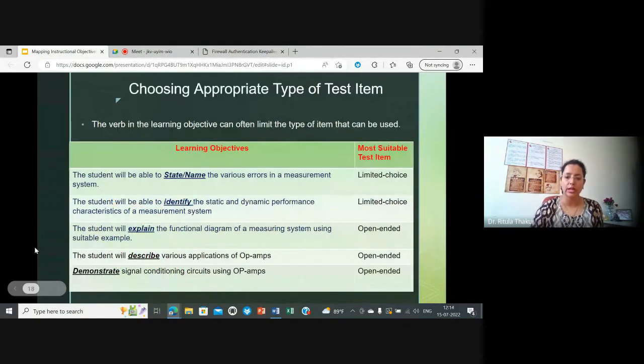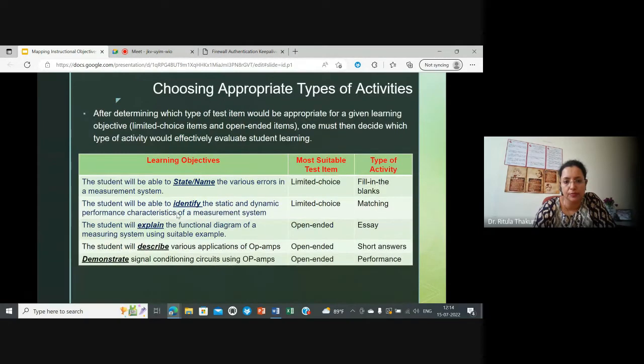Okay, so now I hope that from this particular example of the subject which I have taken, you are able to understand how to write the course objectives, how to write the learning objectives, then how to correlate that from these learning objectives I have to give this particular type of test item. So how you will do it is you will make it using these verbs of your learning objectives.